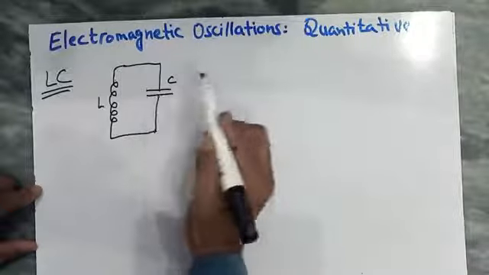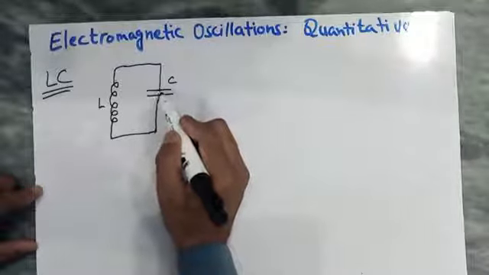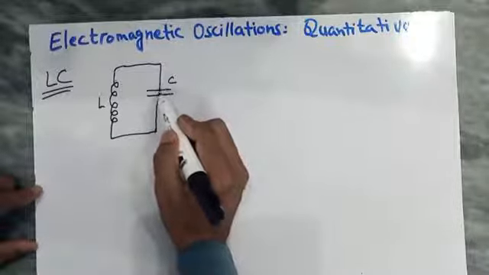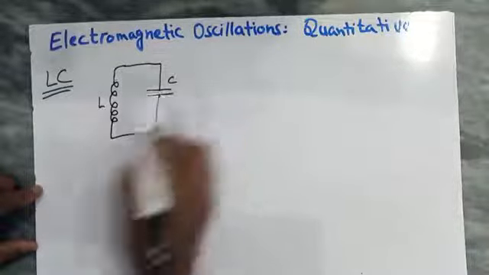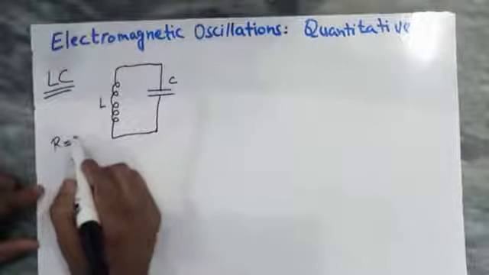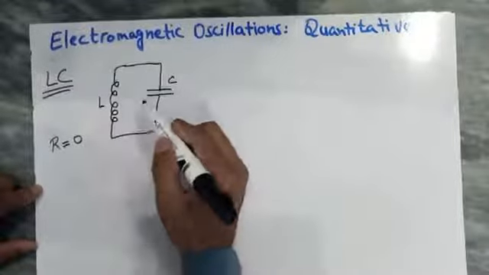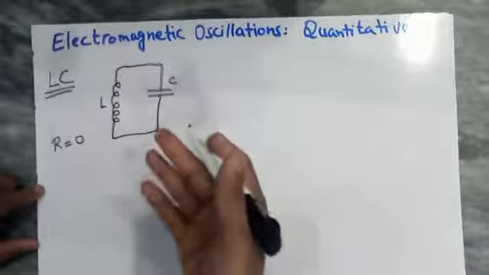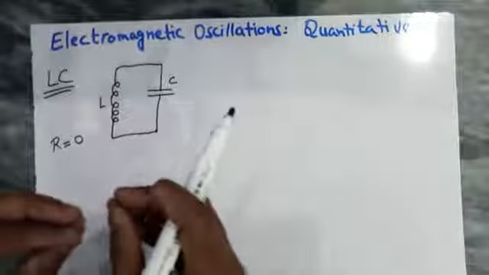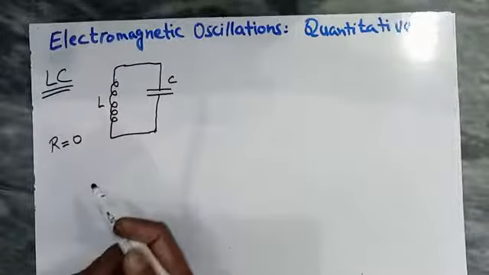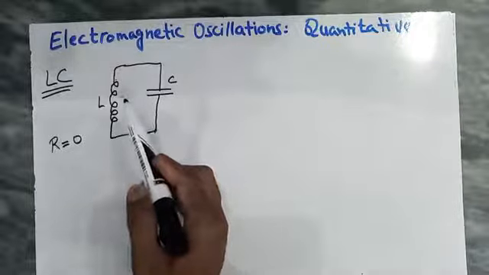with each other, and as you can see, in this circuit there is no source of EMF, and also in this circuit there is no resistance. We take the resistance of this circuit as zero. When the resistance is zero, then there is no energy dissipation. So total energy of our system remains constant. This is a resistance-less circuit.